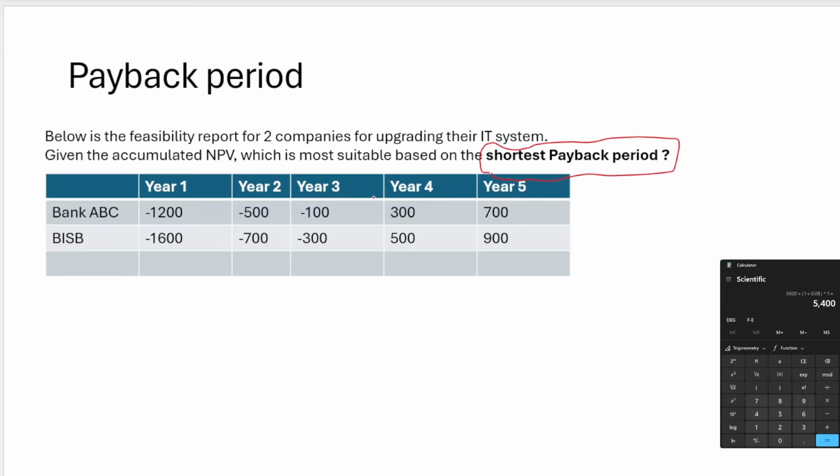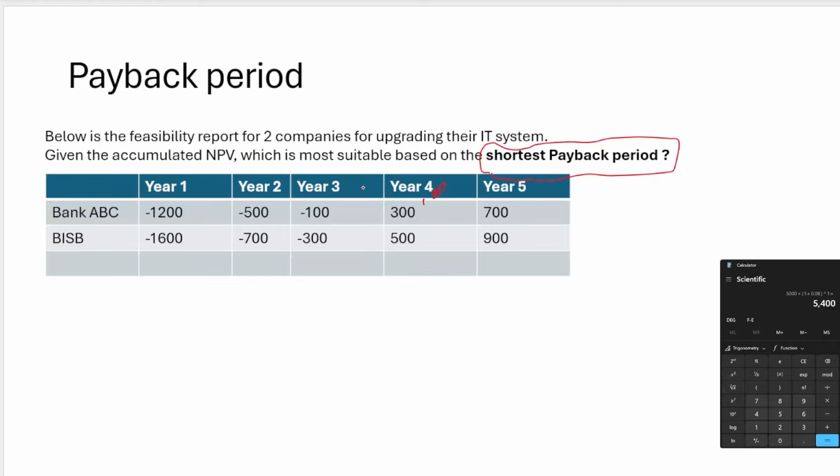Now here's one thing you should look at: when the numbers turn positive. In both cases, the numbers are positive in year 4. So 300, 500. And we have negative in year 3 for both. But we want to see within that time span which is still the shortest among the two. Even though they're both year 4, you want to know the shorter one.